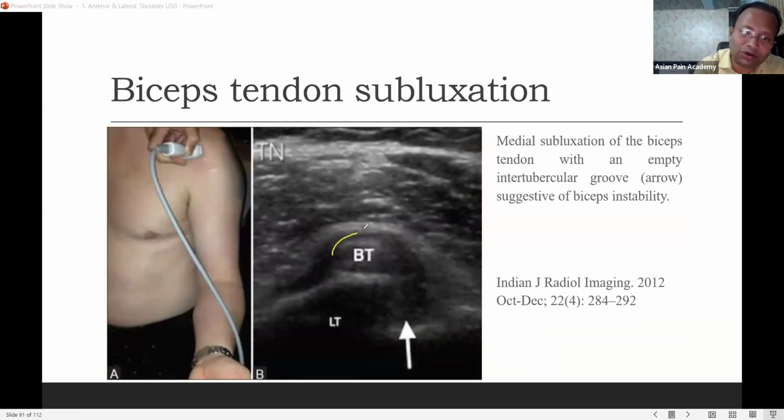And why does this subluxation occur? Remember, I told you that day that the biceps tendon is held in the groove by different ligaments. Coracohumeral ligament is one of them. Some fibers of the subscapularis tendon come from the medial side to join on the bone. So if these tendon fibers get disrupted, then biceps tendon subluxation may occur.